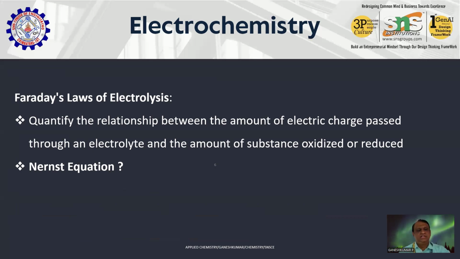And the whole of electrochemistry is driven by Faraday's law of electrolysis, which quantifies the relationship between the amount of electrical charge passed through an electrolyte and the amount of substance oxidized or reduced. So what is the Nernst equation? Please look into the Nernst equation as an assignment. The Nernst equation is an equation which allows us to calculate the electrode potential or standard electrode potential of a metal or an electrode under non-standard conditions.